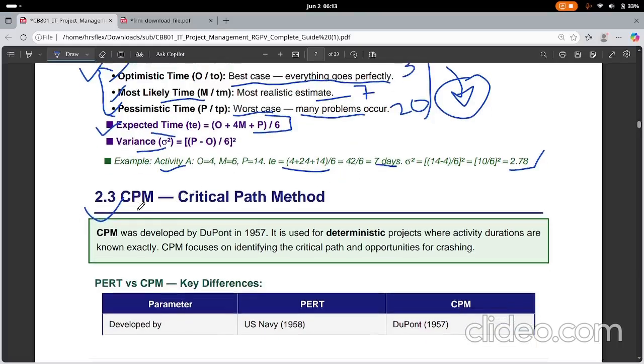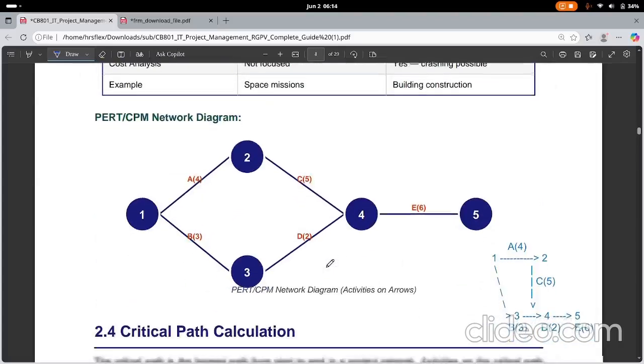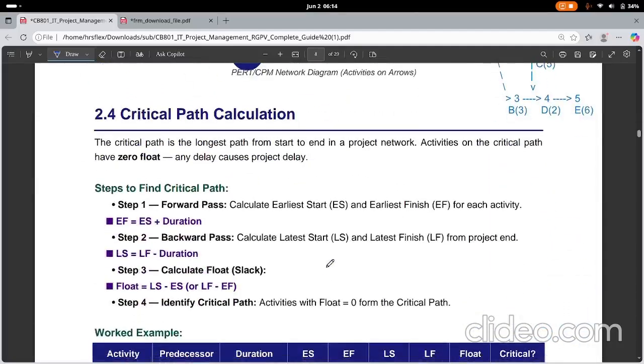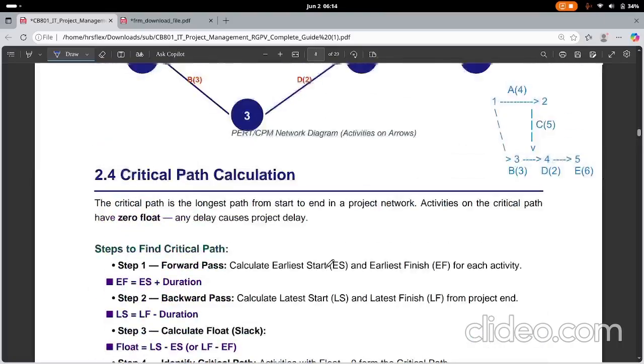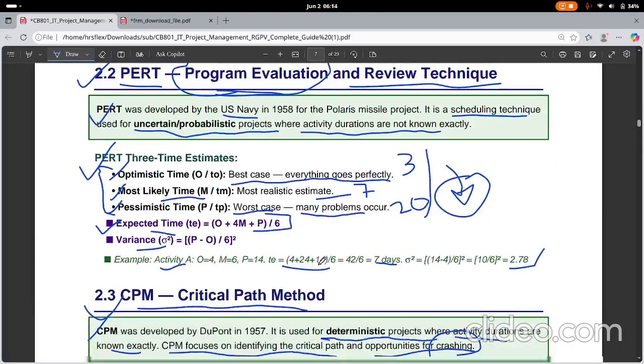So the second thing is the critical path method. What is a critical path method? What is CPM? CPM is used when you have a deterministic project where the activities and durations are known exactly to you. CPM focuses on identifying the critical paths and opportunities for crashing. What is crashing? We'll discuss that in the next topic, so we'll just move forward.